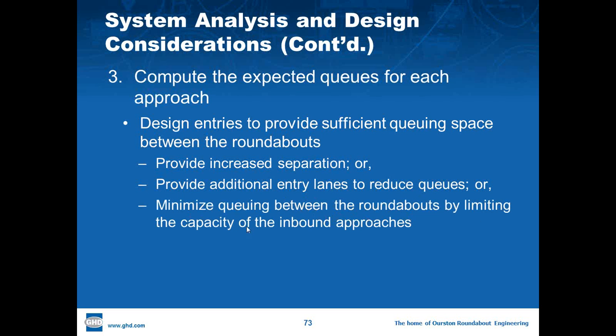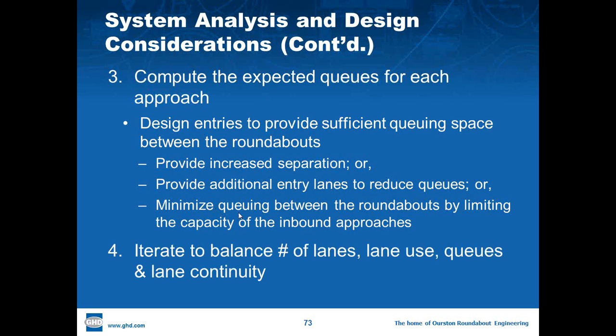And another way, of course, is to limit the capacity of the inbound approaches. And I'll show you an example of that in a minute. And then the idea being you treat the 3 or 4 roundabouts in series as a system of valves, and you don't let any more traffic downstream than what the downstream roundabout can handle. And so you essentially meter or reduce the flow into the downstream system. And that's done iteratively. So you're trying to balance the number of lanes, lane use, and queues and lane continuity to achieve an optimal solution.